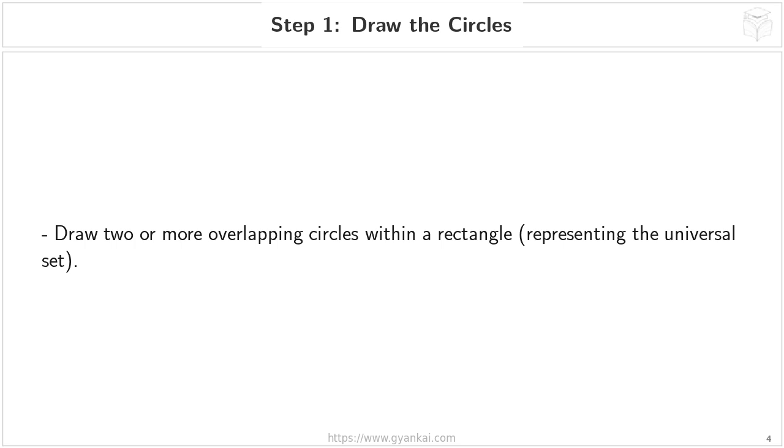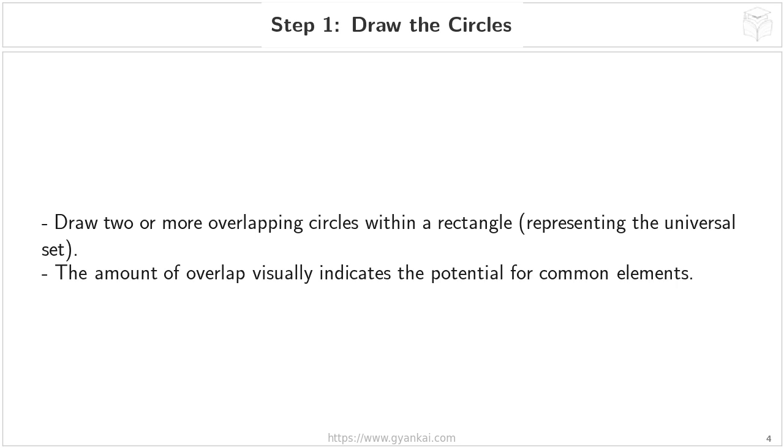Now, imagine you draw a rectangle around these circles. This rectangle represents what we call the universal set. The universal set is just a way of saying it includes everything we're considering in this particular problem. Everything inside the rectangle is relevant, but our circles highlight the specific sets we're focusing on.